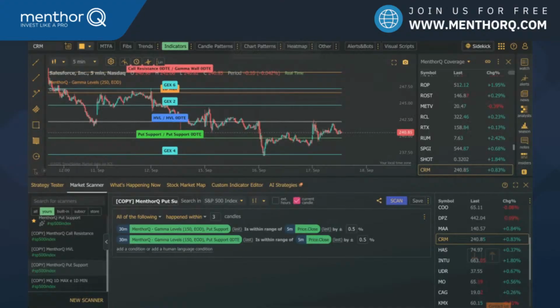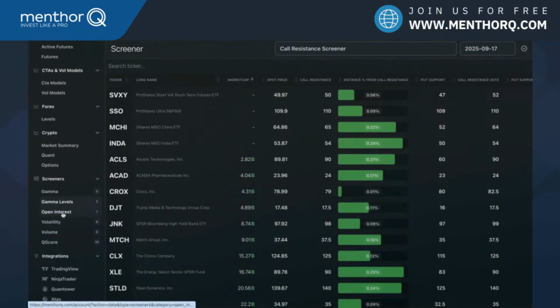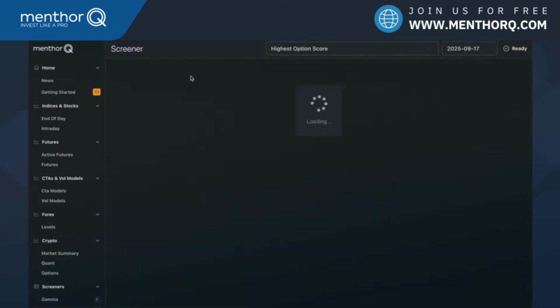This is one type of screener that we have. We also have open interest, volatility, and volume, but I think the most interesting one would be looking at the Q score. With the Q score, we've seen how predictive the different scores can be. I could look at different types of analysis. I could look at the highest option score here.